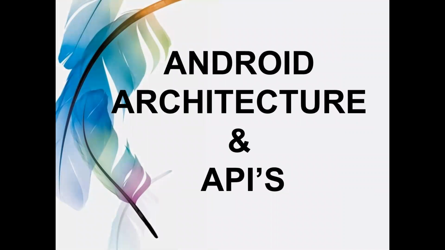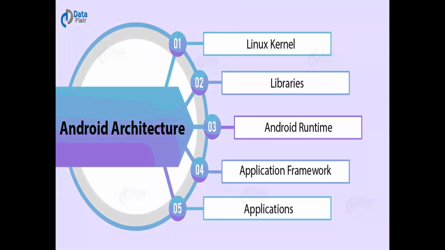The Android architecture is basically divided into 5 software stack layers comprising the Linux kernel, native libraries, Android runtime, application framework, and the applications. Come, let us explore each and every layer in detail.